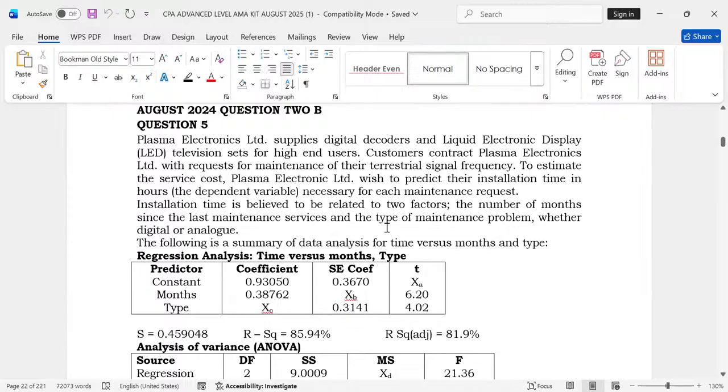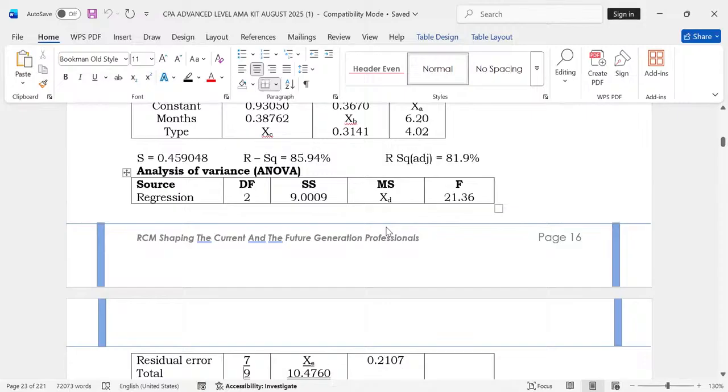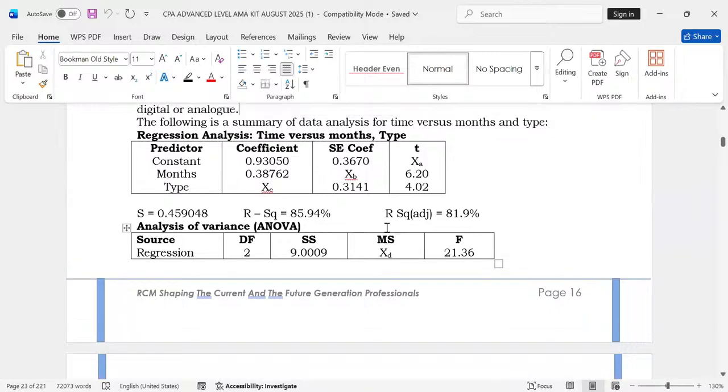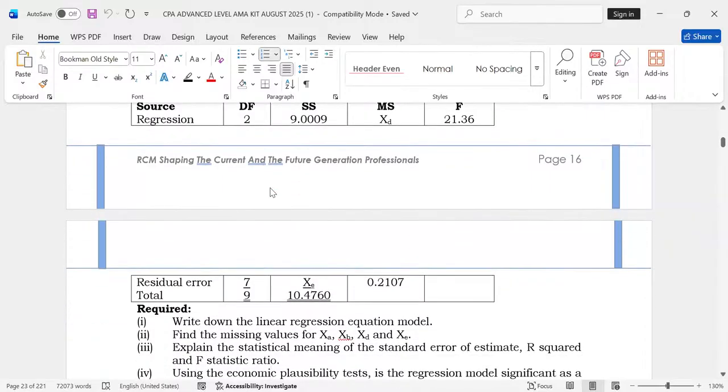Then they have given us analysis of variance, ANOVA. We said variances, there are 2 types: the explained and the unexplained. So then they want us to write down the linear regression equation. I will not do that question first because one of the coefficients is missing. You can see this coefficient here, X, is missing, right? So the best thing to do is to do part 2 first, where they want us to find the missing values of XA, XB, XD, and XE. So long as you do your numbering very well, there is no problem.